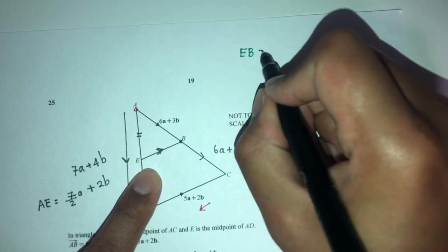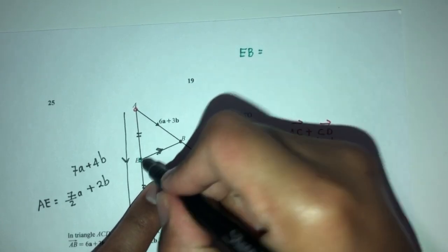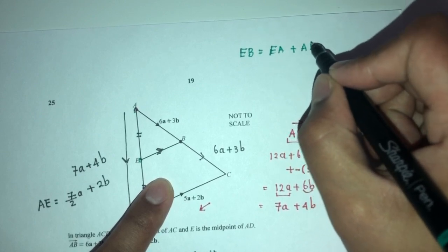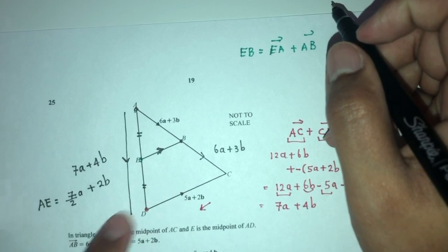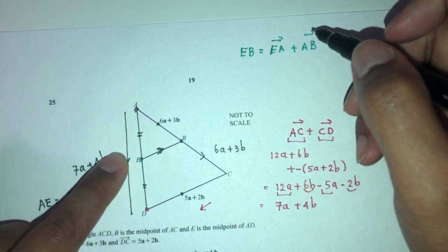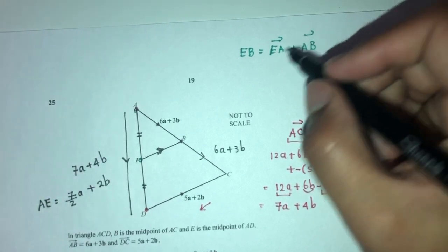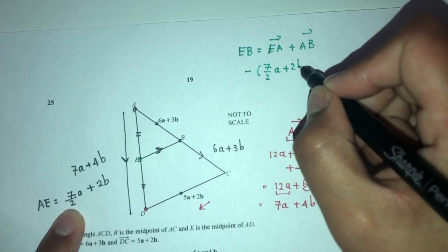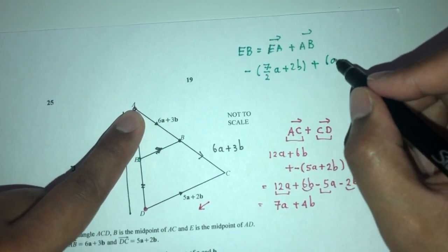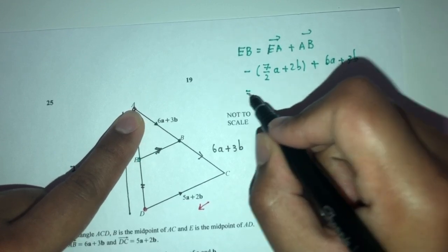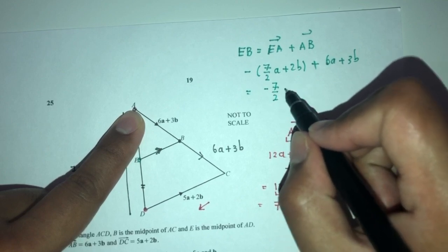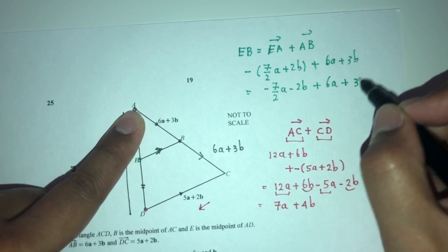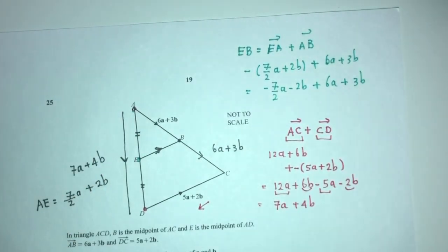From E, how do we go to B? Using observation again, from E, we can go to A and A go to B. So E going to A plus A going to B. Now we know the value of AE, it is in this direction, but EA will be in the opposite direction. So change the sign, that'll be minus 7 over 2 A minus 2B. AB is given to you by 6A plus 3B. Simplify, that should be minus 7 over 2 A minus 2B plus 6A plus 3B. So this is the final step.